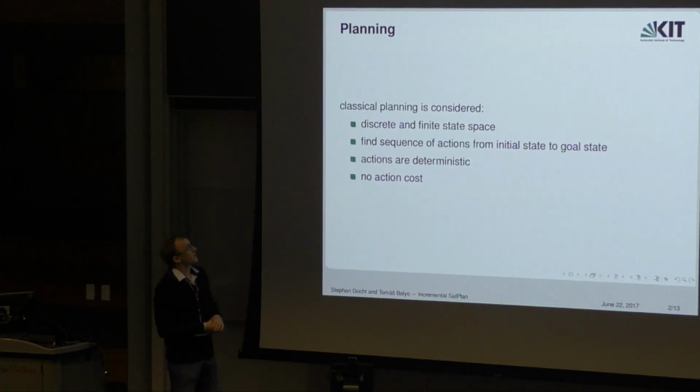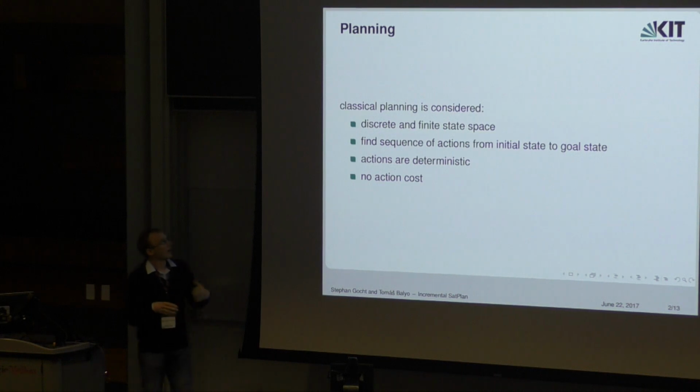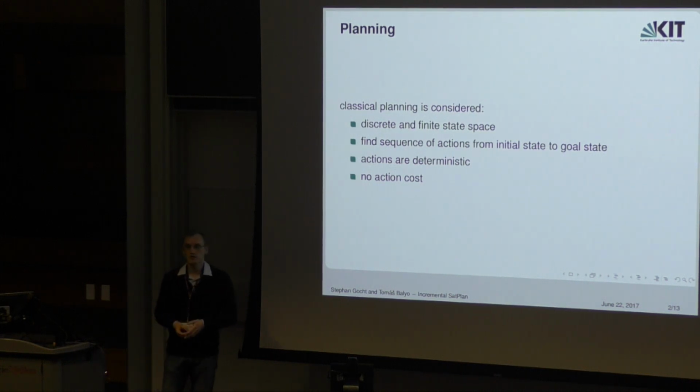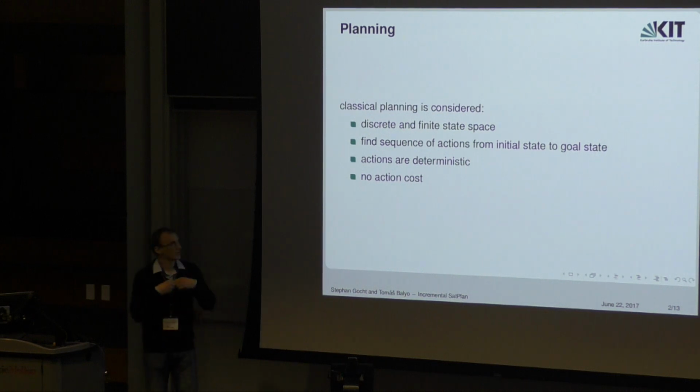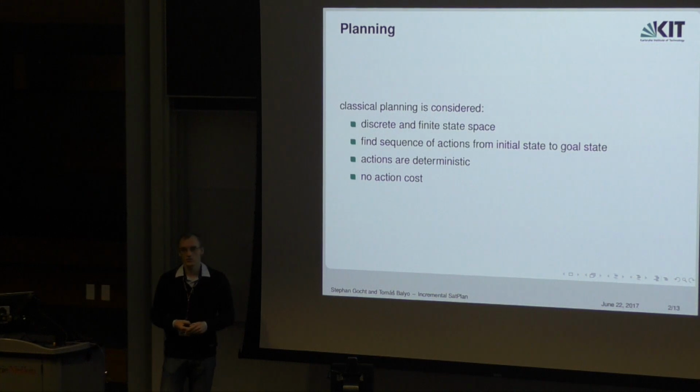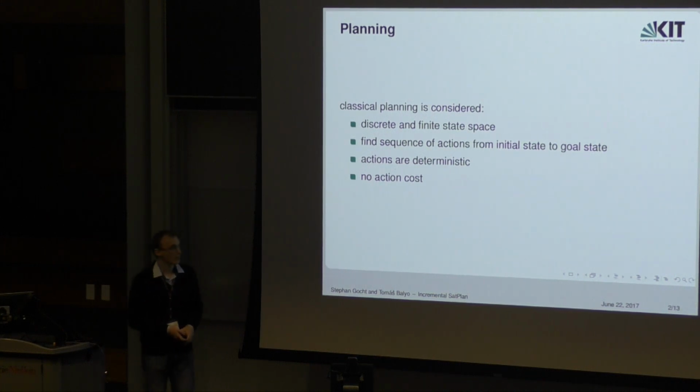So let's start. What kind of planning are we considering? We are just considering classic planning, which means we want to have a finite state space. We want to find actions from an initial state to a goal state. The actions are deterministic, they're not non-deterministic, and we are also not considering any cost or anything, so really very basic planning.